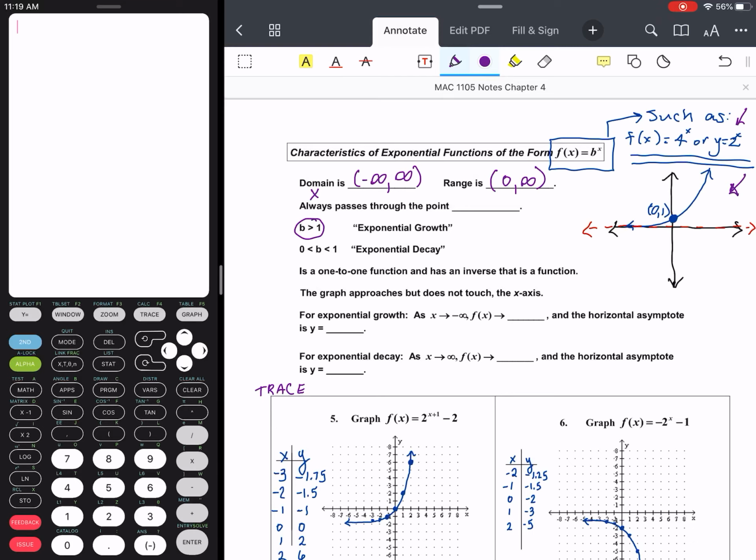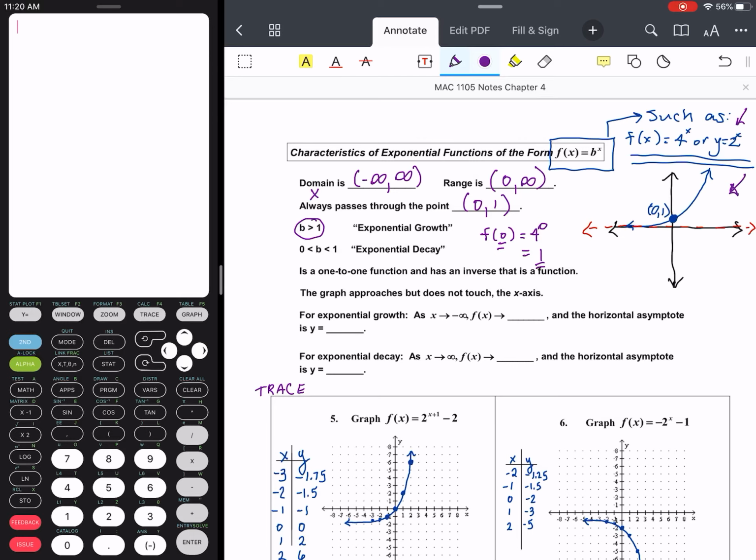Also, notice that these basic functions always pass through the point (0, 1). That's because, for example, if we look at our function f of x equals 4 to the power x, and we evaluate the function at f of 0, we get 4 to the 0th power, which equals 1. When x equals 0, y equals 1.